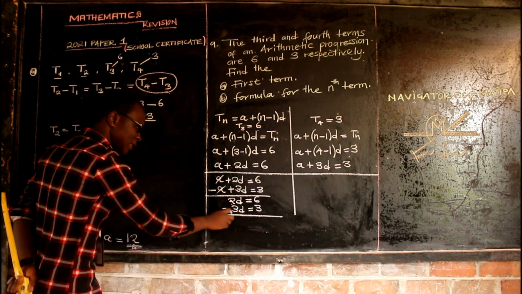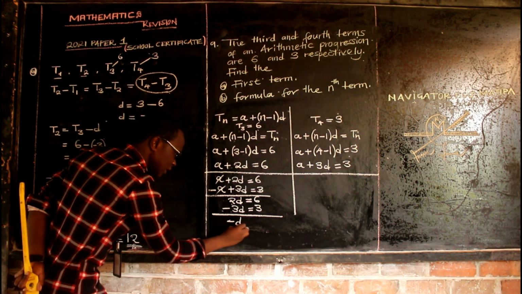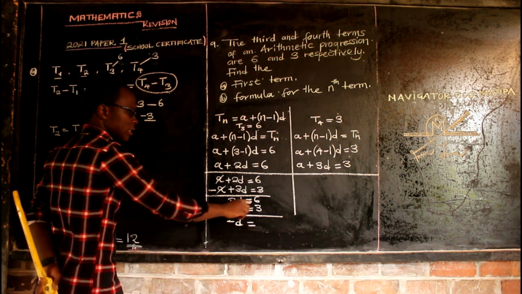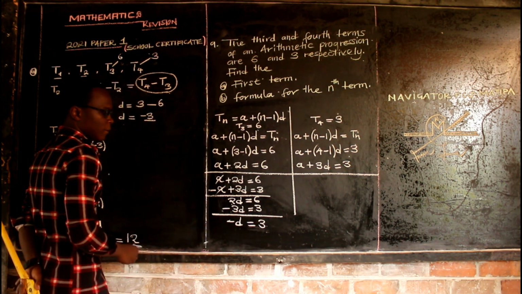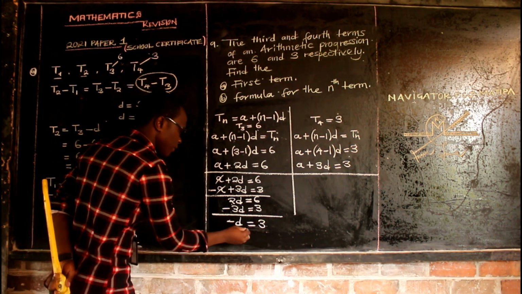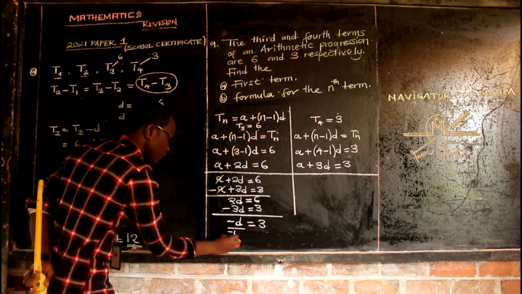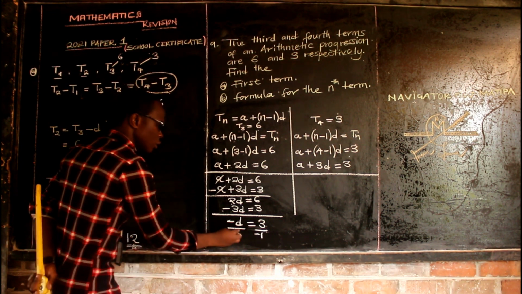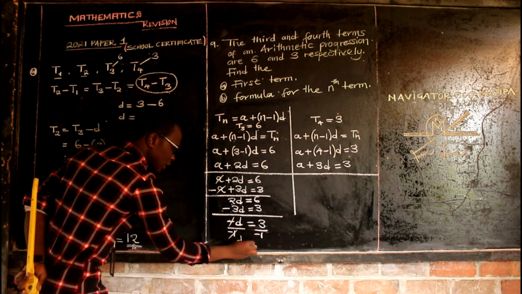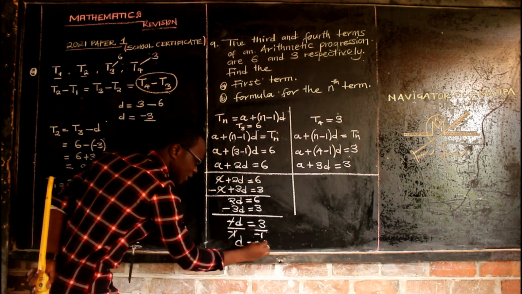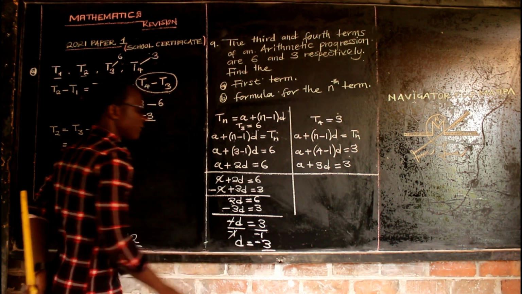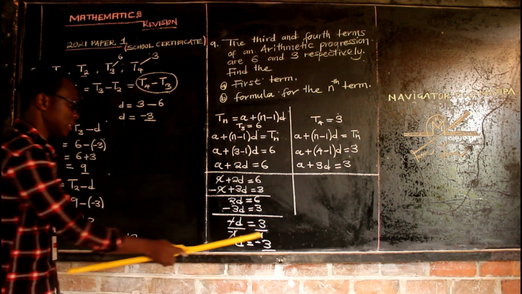You say 2d minus 3d, obtain negative d is equal to 6 minus 3, obtain 3. Okay? Then for us to know d, divide both sides by negative 1. So these two are going to go, d is equal to negative 1 into positive 3 is negative 3. So the value for d, the common difference, is negative 3.